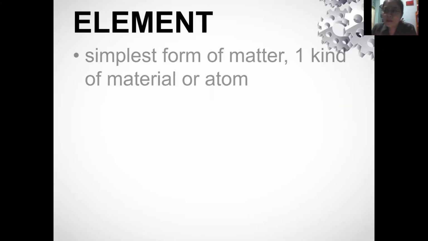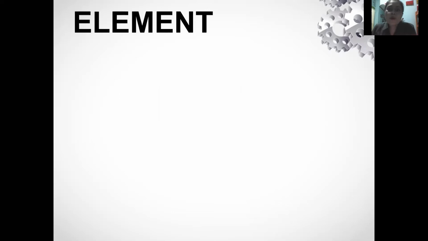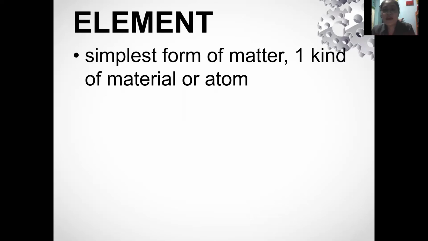Okay, let's define them one by one. When you say elements, these are the simplest form of our matter. One element is made up of one kind of atom. So when you say hydrogen element, its component is one type of atom only, which is hydrogen atom. If it is no longer hydrogen atom as the component of your element, then it's not hydrogen anymore.